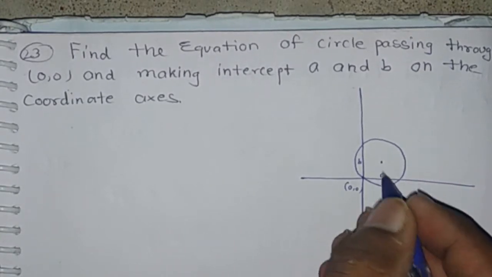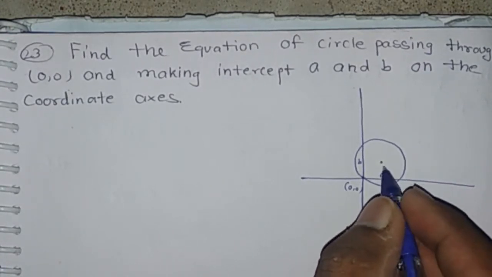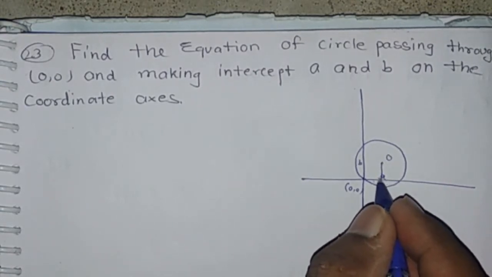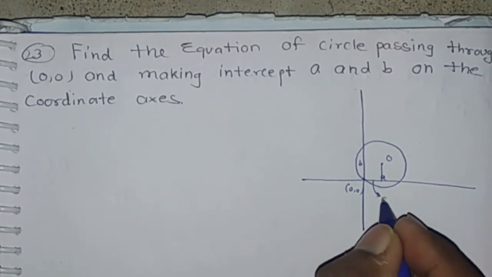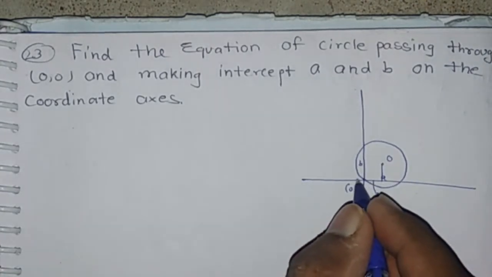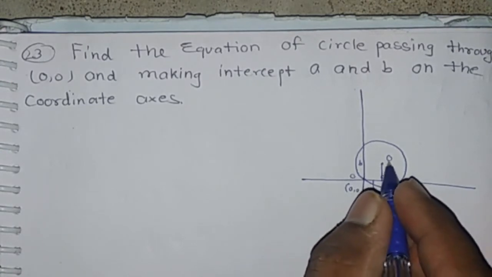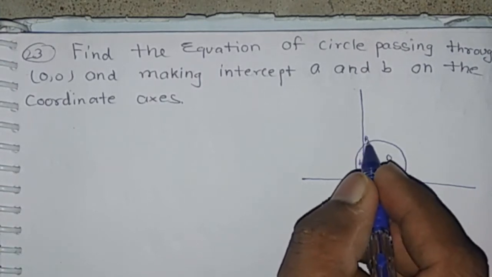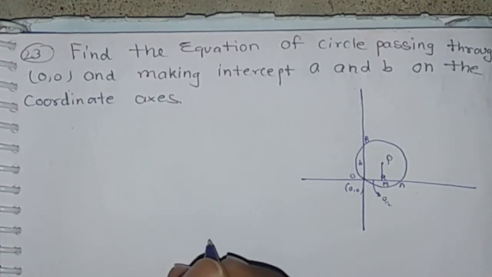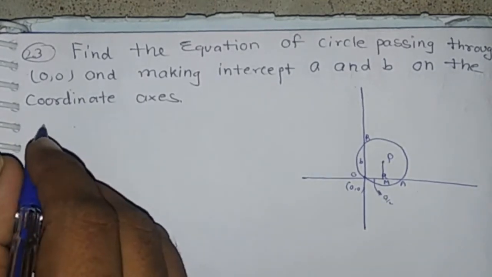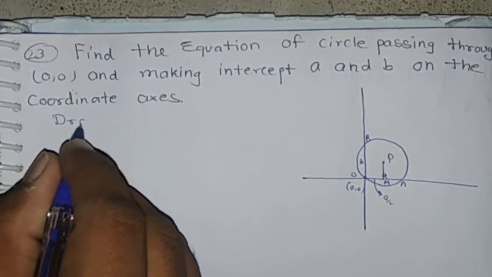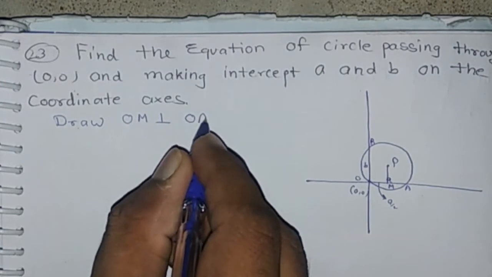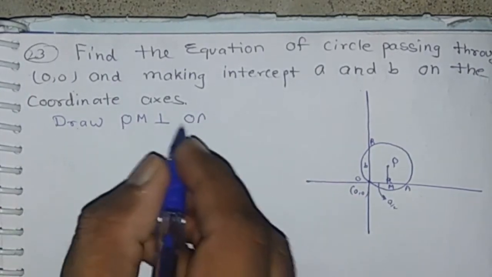now draw a perpendicular from the center, then it divides the chord into two equal parts. It is A by 2. Let the center be point P, the origin O, the intercept points A and B, and the foot of the perpendicular point M. Then PM is perpendicular to OA. Draw PM perpendicular to OA.